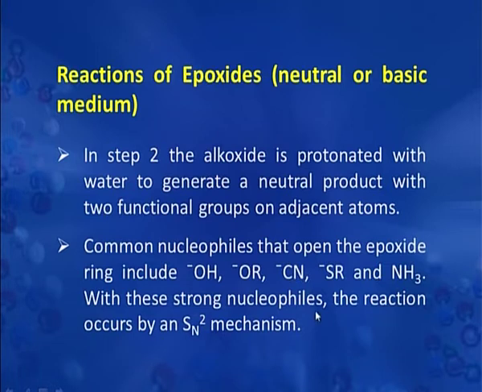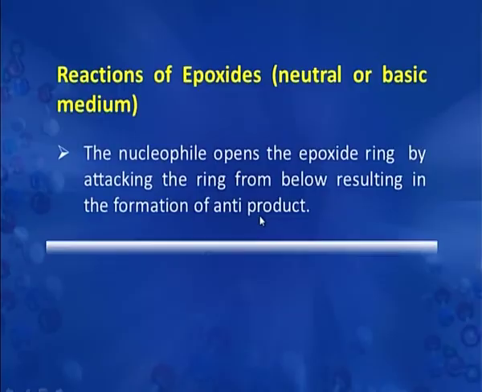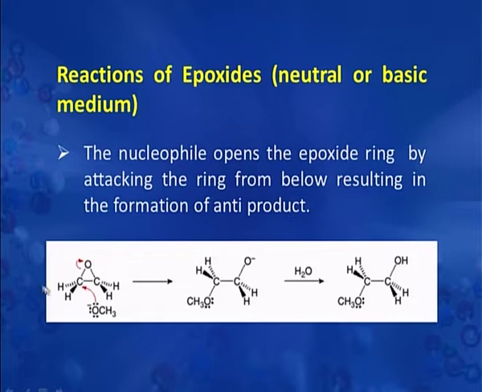With these strong nucleophiles, the reaction occurs by SN2 mechanism. The nucleophile opens the epoxide ring by attacking the ring from below, resulting in the formation of anti-product. Now, what is the meaning of this anti-product? We will discuss it with the help of an example. I told you earlier also that in a planar ring, attack can take place from both sides, that is from the upper side as well as from the lower side. Anti-attack means that if the first attack is taking place from this side, the other attack will take place from the other side. We will discuss it with the help of an example in the later slides also.